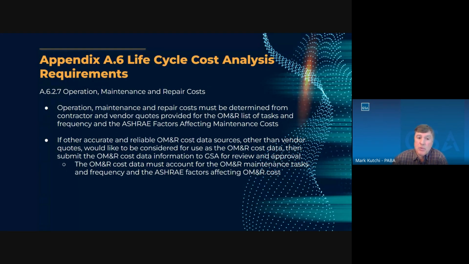We are open to using other data sources if the AE or project team would like to consider other data sources, and those other data sources should be submitted to GSA for review. Again, it's most important that these other data sources, if they're used, properly account for the tasks and frequencies identified for the equipment and address the ASHRAE factors affecting OM&R cost.